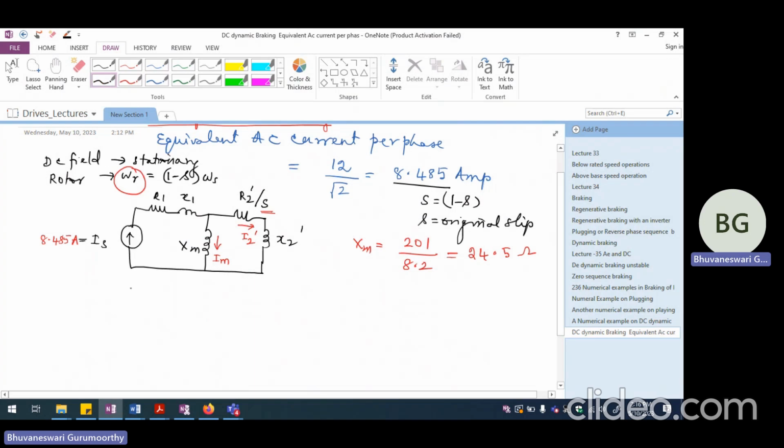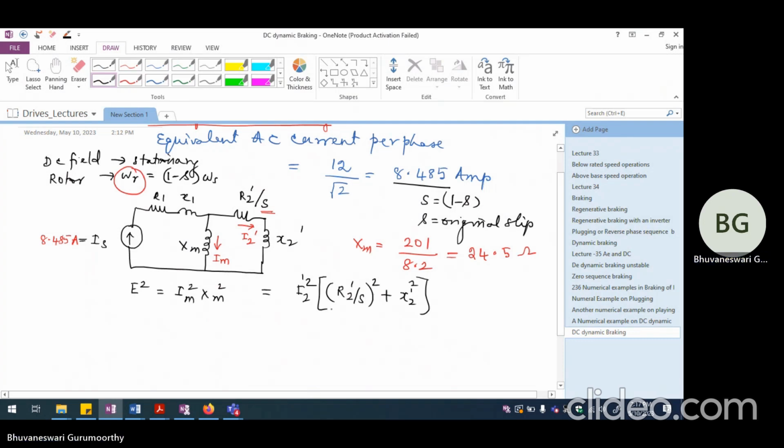Now, because XM and R2 dash by S plus JX2 dash, both of them are parallel to each other, I should say E square will be equal to IM square XM square, which is also equal to I2 dash square multiplied by R2 dash divided by S the whole square plus X2 dash square. Okay, so this is one thing. So let me write this as equation 1.